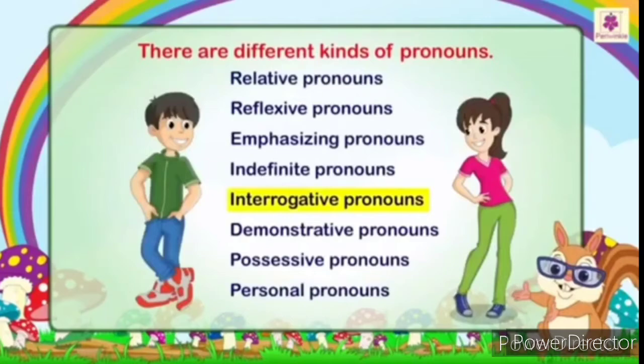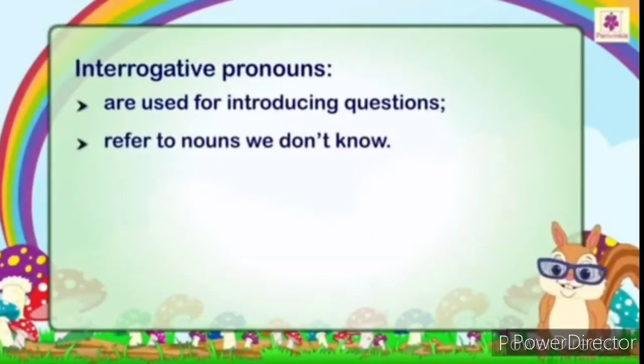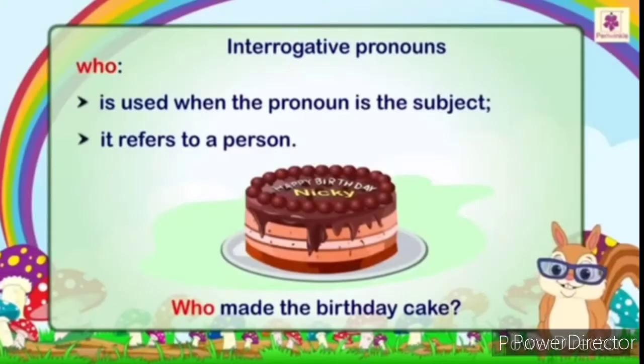Next, we are going to see the next type of pronoun, that is interrogative pronoun. Interrogative pronouns are used for introducing questions, and they refer to nouns we don't know. Look at the first interrogative pronoun, that is who. Who is used when the pronoun is the subject and it refers to a person. Look at the example here. Who made the birthday cake?